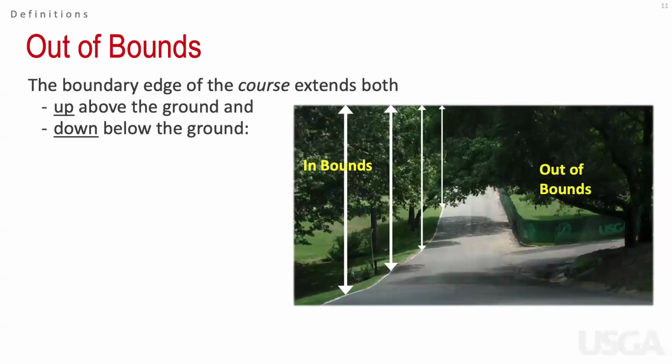So out of bounds, it's the boundary edge of the course, and this goes up above and down below the ground. So one thing you can think of is, say you're playing at a course and there's a tunnel that you're driving through. You might go from in bounds to out of bounds to back in bounds, right? So the boundary edge is going to kind of be like this glass plate, and you don't want to break it. But if you do, you will be out of bounds, right?